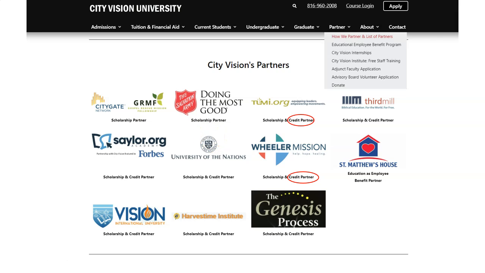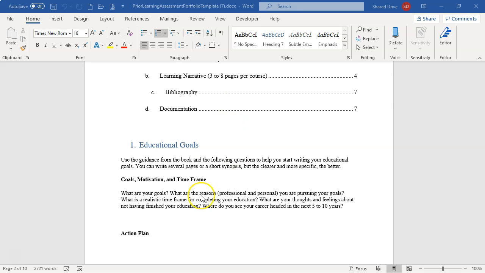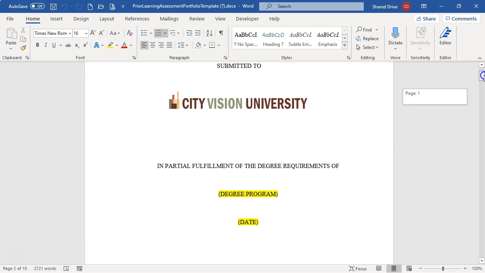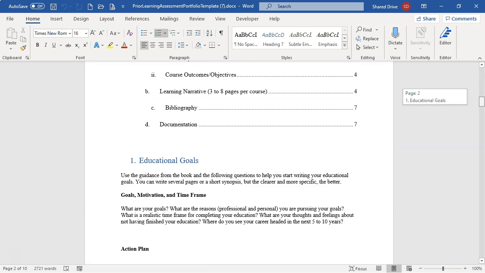There are several things I want to go through and review with you: our prior learning handbook, a sample portfolio, a portfolio template, and I also want to cover the writing format. So I'm going to do that next, starting off with the template. Each week you're going to be completing a portion of this template, so the highlighted sections are what you'll want to fill out.